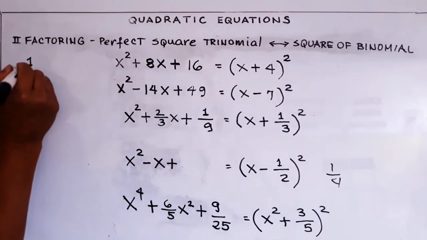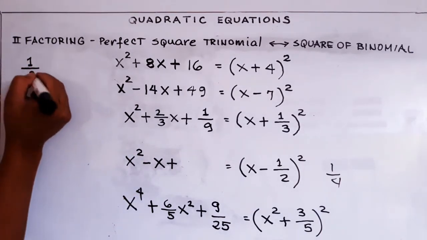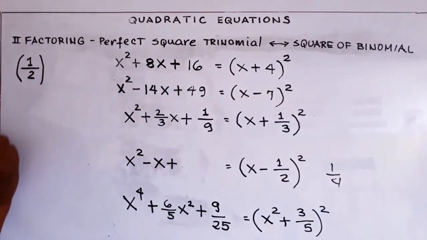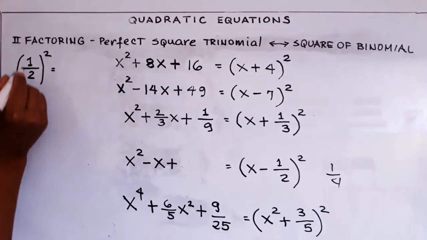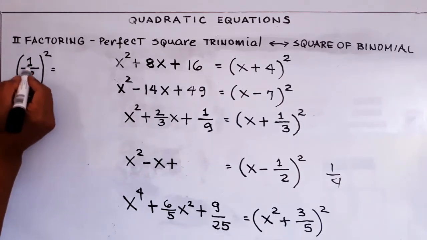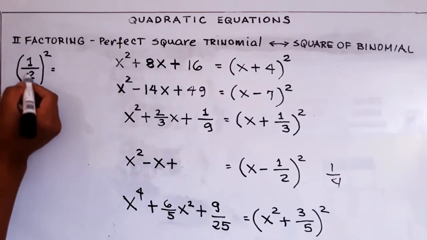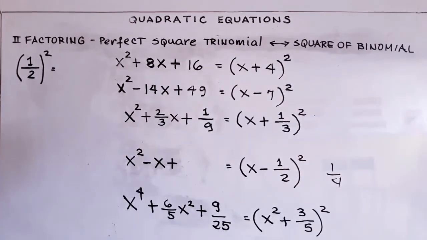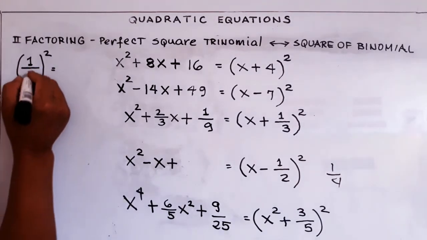What are we going to do with the 1 there? We always divide it by 2. After that, we raise it to the second power. Now this one is in its lowest term. Now if you want, you can do 1 divided by 2 is 0.5. 0.5 times 0.5 is 0.25. You can add 0.25 there.